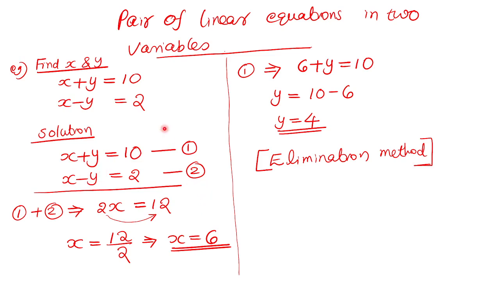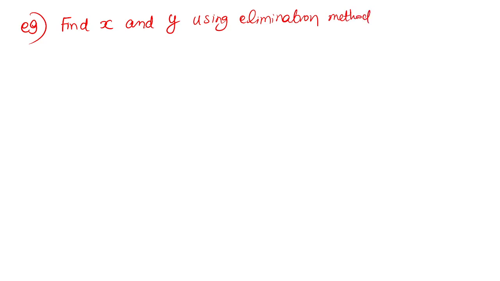So you please write down. Next question is find x and y. The question will be like this: find x and y using elimination method. There are other methods, but the preference will be the elimination method. Let me write the question. Pair of linear equations are given to us like this: 2x plus 3y equal to 5.